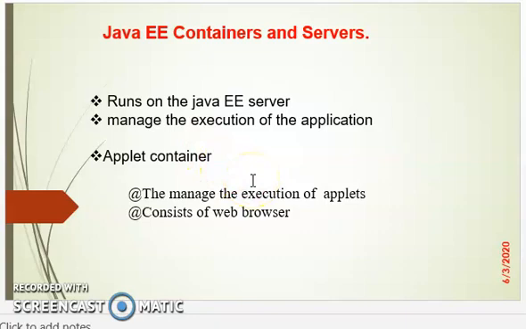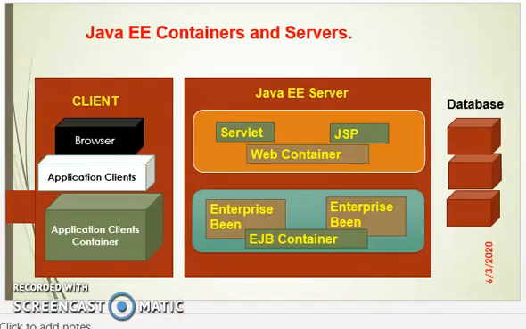The EJB container runs on the server and manages the execution of the application's enterprise beans. The last one is the applet container. This container is used to manage the execution of applets and consists of a web browser and a Java plugin running on the client. Let's look at the figure.